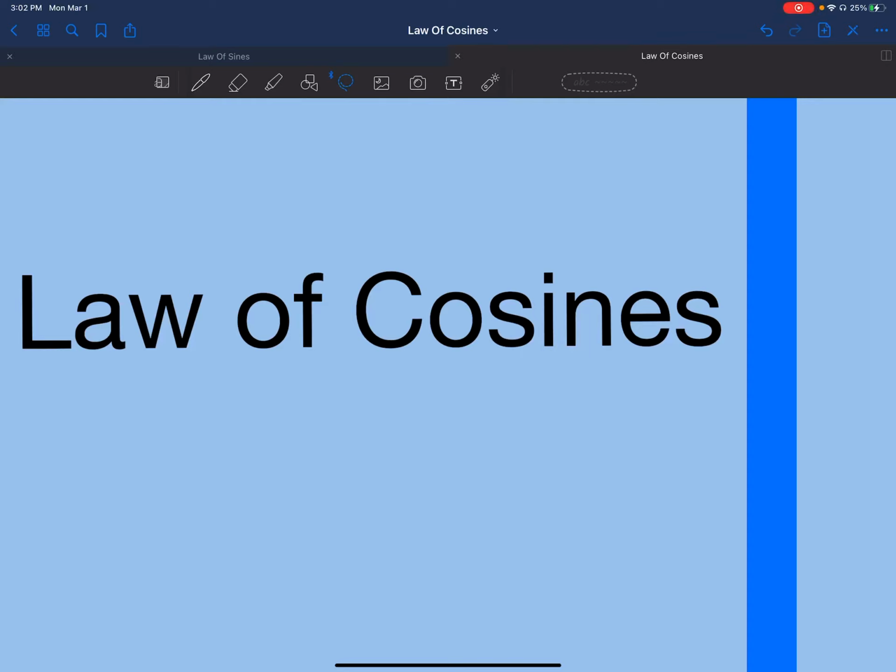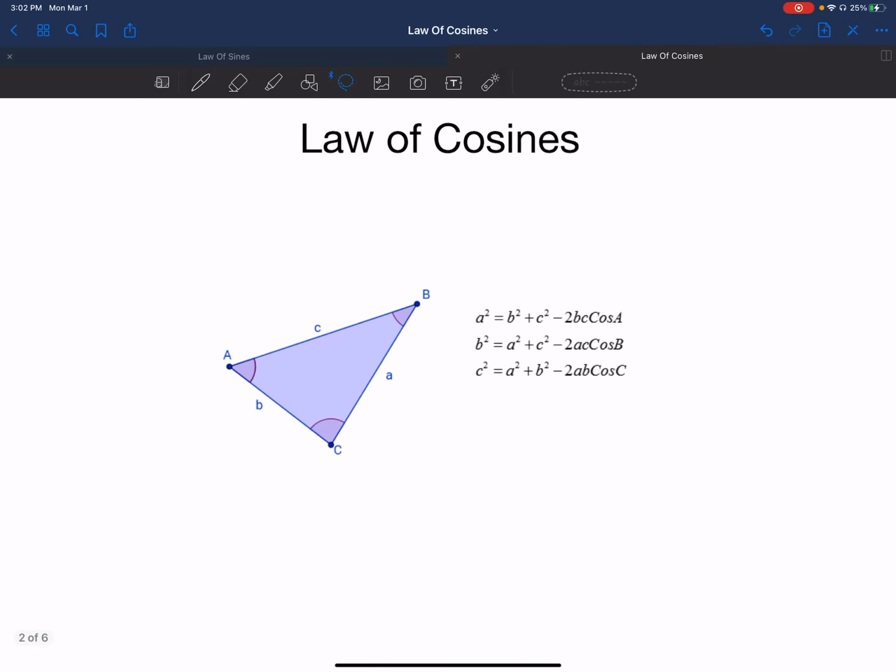Today we will be learning about the law of cosines. The law of cosines can be used to find missing angles or missing sides when we have non-right triangles. So let's look at the law of cosines.